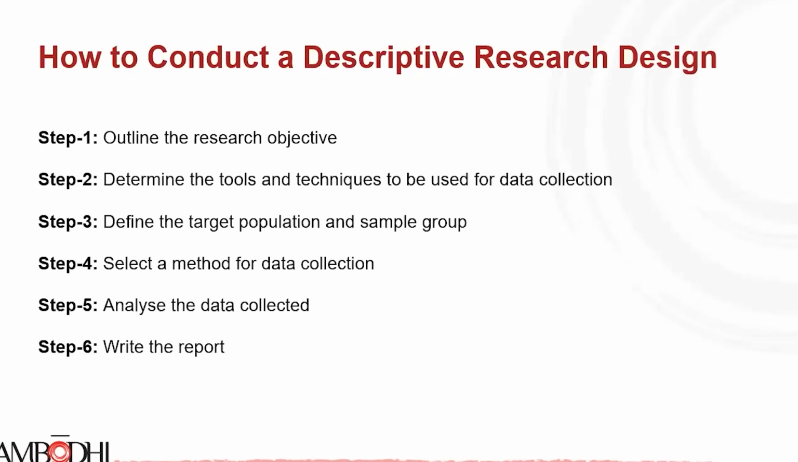Now we'll understand how to conduct a descriptive research step by step. Using these following steps to conduct a research, you will be getting the entire report ready with these 6 steps. The first step is outline the research objective. This is to identify and outline the objectives of your research and then translate these objectives into criteria of investigation.